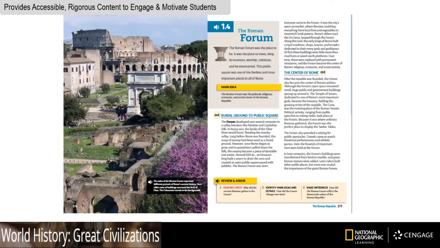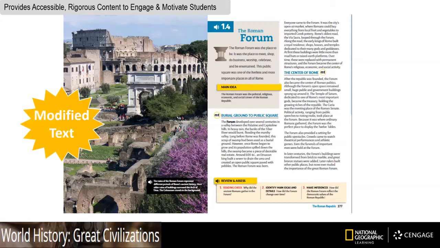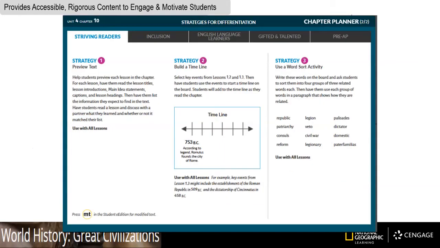We continue to provide access to rigorous content through MyNG Connect's online features like our modified text option. This addresses our striving reader audience that may need a simpler text structure. Students can opt for a modified text that still includes all the vocabulary and content, but is written at 1 to 2 grade levels below the original version. And differentiated instruction suggestions are provided in each lesson for striving readers, inclusion, ELLs, gifted and talented, and pre-AP students.